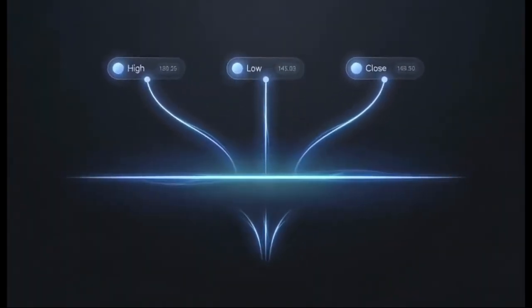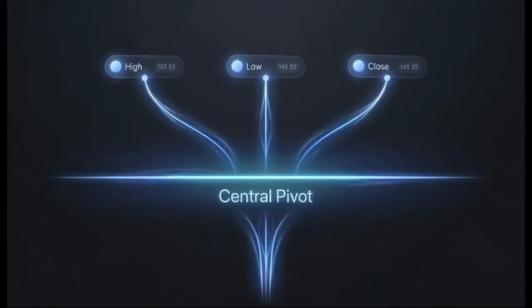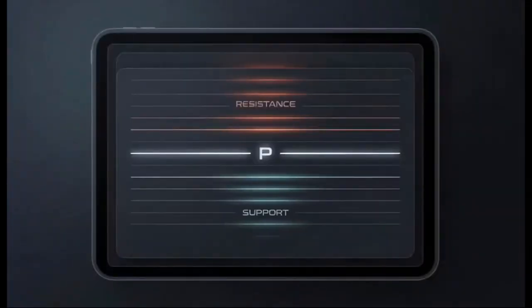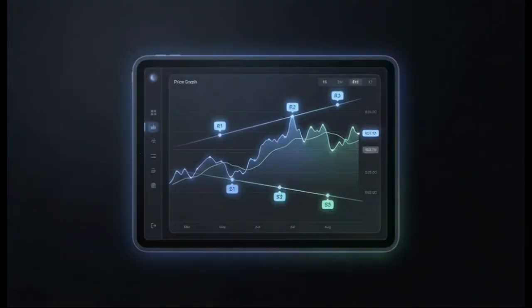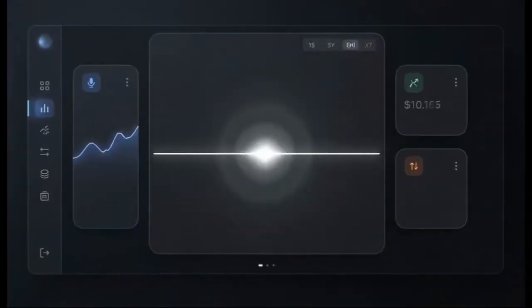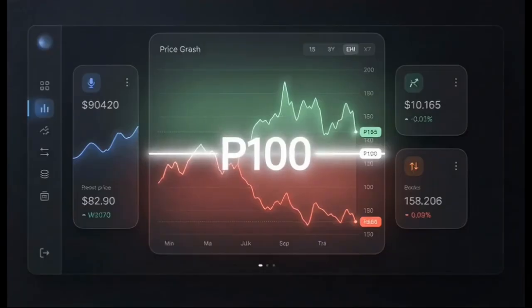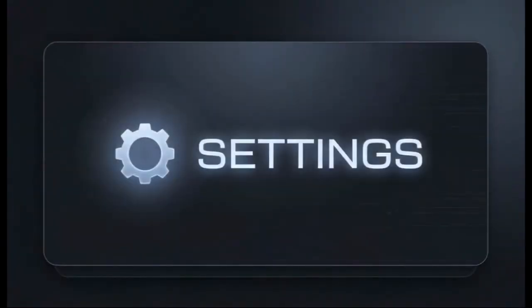Here's the idea. Pivot points take the high, low, and close of the previous period and run a simple formula to produce a central pivot. Call it the P, plus a ladder of support levels below it and resistance levels above. Support 1, support 2, support 3, going down. Resistance 1, 2, 3, going up. The central pivot is the key. Above it, the bias for the day is bullish. Below it, bearish. It's the line in the sand the whole market quietly watches.